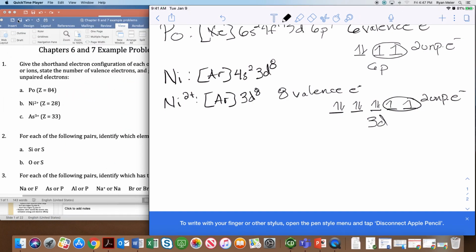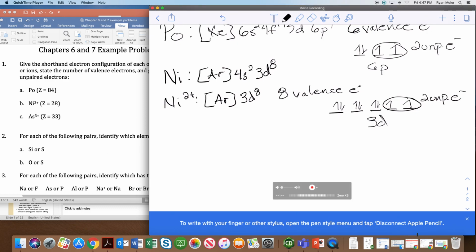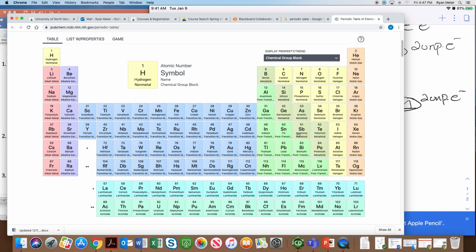All right, last example of this type, then we'll move on. So here we have arsenic 3+, another ion. Arsenic is element 33. Arsenic is right here on the periodic table. So previous noble gas, similar to the nickel, is argon. And to get to arsenic, after argon, we're going to have 4s2, 3d all the way full should be 10, and then 4p3. And that would be normal arsenic.